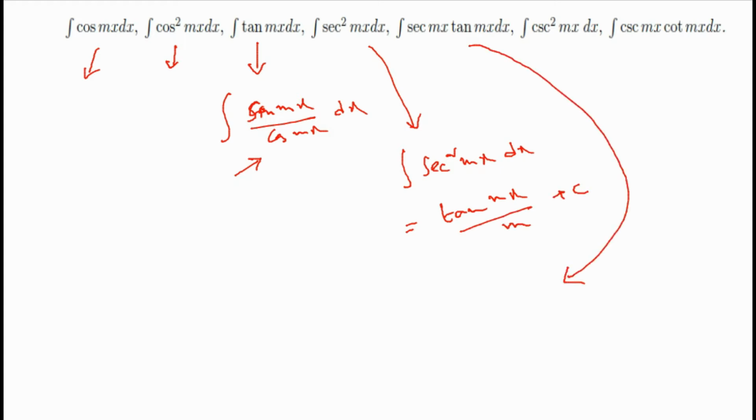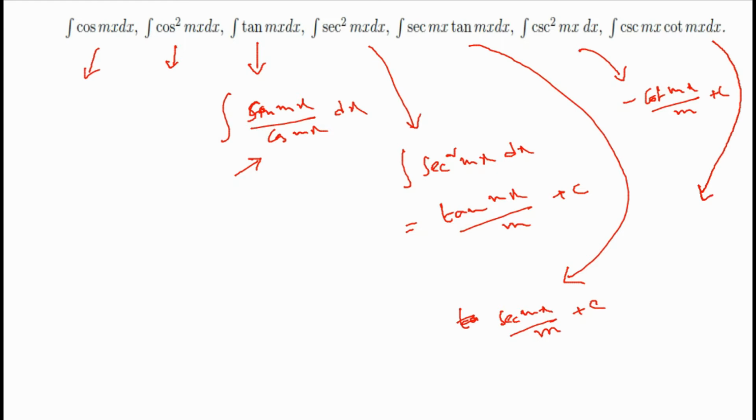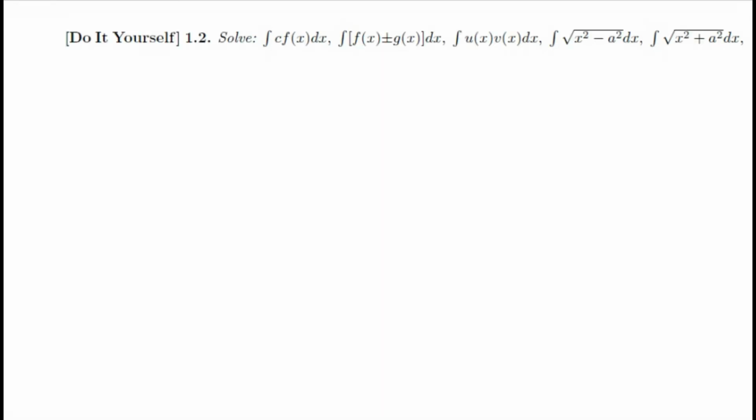Sec into tan, and this is sec mx by m plus c. Now integration of cosec square mx, this is minus cot mx by m plus c, and for the last one, this is minus cosec mx by m plus c. In the next part, I will discuss this type of integration.